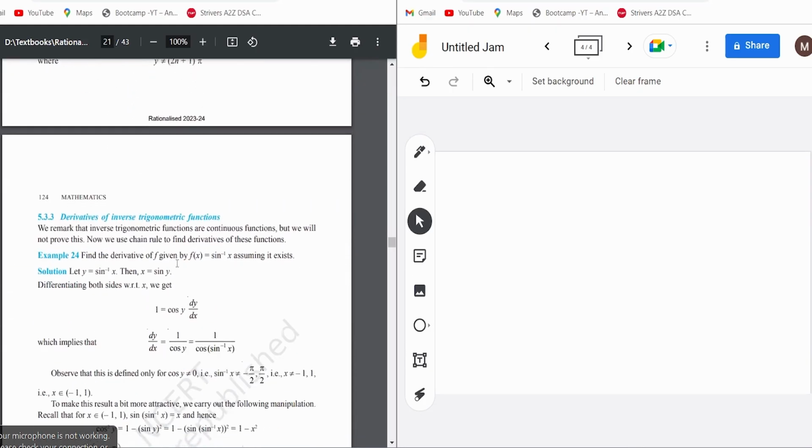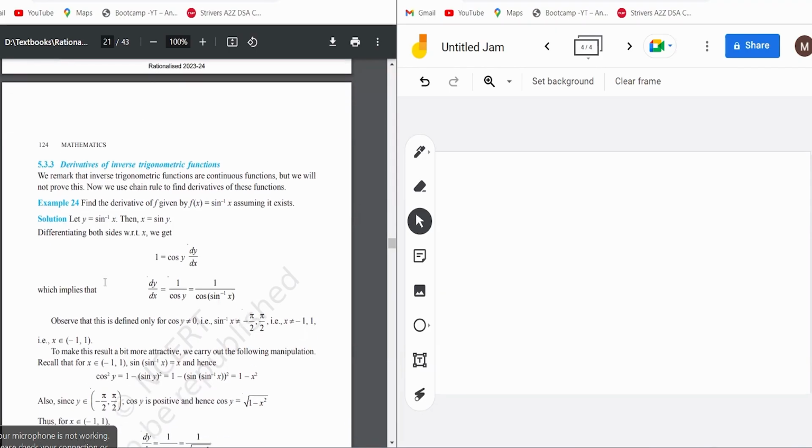अब अपन लोग आ जाते हैं इनवर्स ट्रिग्नोमेट्रिक फंक्शंस पे. तो इनवर्स ट्रिग्नोमेट्रिक फंक्शंस का डिफरेंशिएशन बेसिकली आपको याद होना चाहिए, because it can be used directly. I am saying it can be used directly, so you should memorize differentiation of sine inverse x, cos inverse x, and so on.